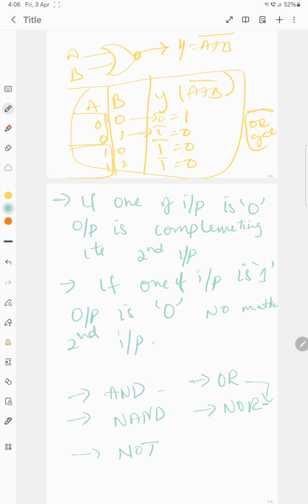In the next video we are going to learn what universal gates are and more gates, whatever more number of gates we have.